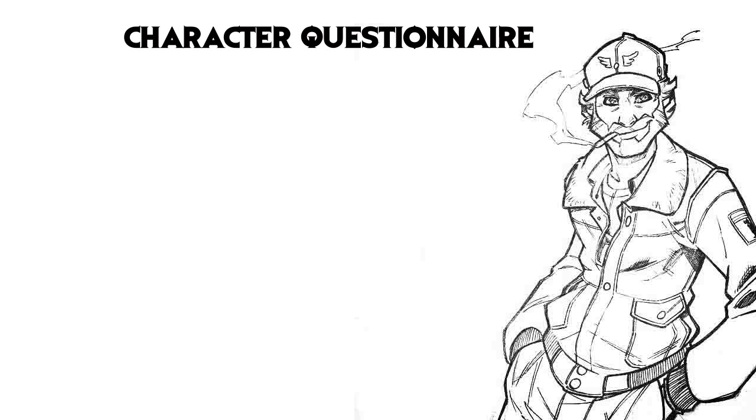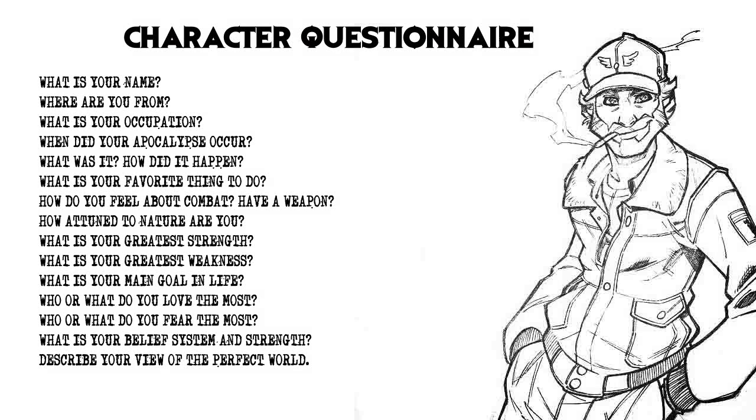So first I like to start with a character questionnaire. I do have this questionnaire in the book as well. It's in the appendix. And it just has some basic questions that help flesh out the character in more detail. So, for this example here, what is your name? His name is Get Her Done. Where are you from? He's from Paducah, Kentucky. What's your occupation? Truck driver.